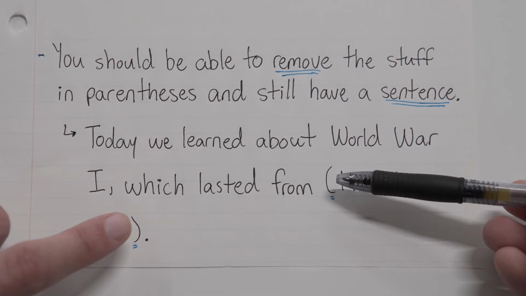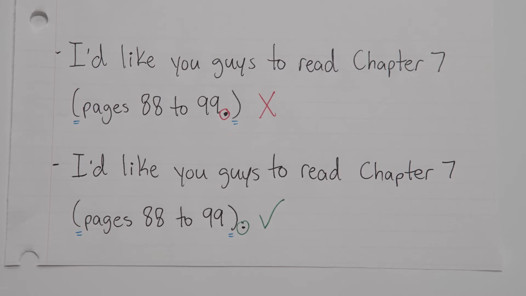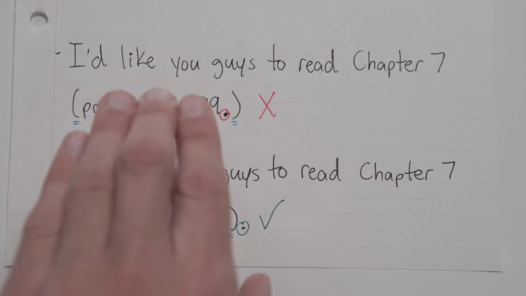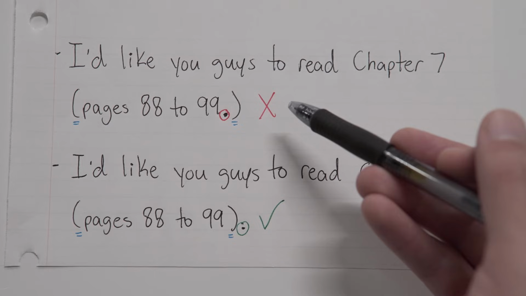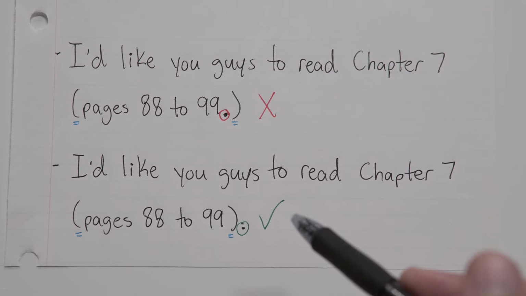And the same thing is true for situations like this. I'd like you guys to read Chapter 7 (pages 88 to 99.) Now, if we remove the stuff in parentheses here, there is still a sentence. I'd like you guys to read Chapter 7. Except there's one small problem, do you see it? By putting the period inside the parentheses like we did, that means we would actually take out the period from the sentence, which would be a problem because sentences need periods or some kind of end mark at least. The correct version of that sentence would look like this, with the period on the outside so it doesn't get hijacked and deleted from the sentence with the other stuff.